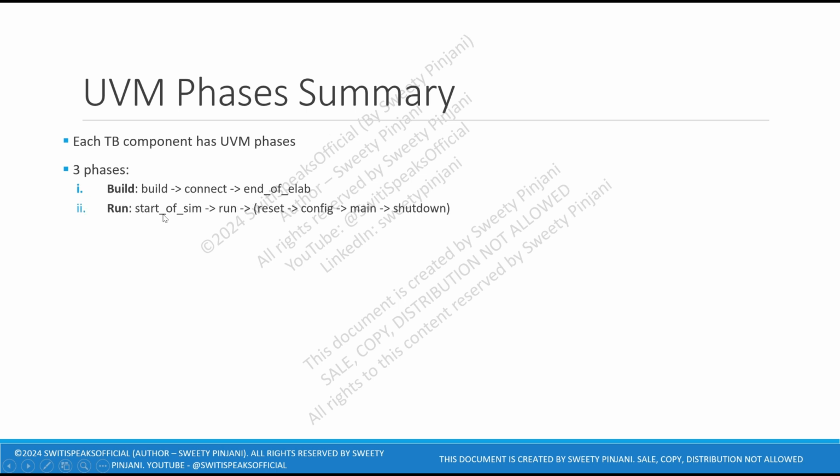In the run, first start of simulation will happen, then two things will happen in parallel: run, and along with run, reset, config, main, shutdown will happen in parallel. And then we have the cleanup, in which extract, check, report and final will happen. That's it about the UVM phases.